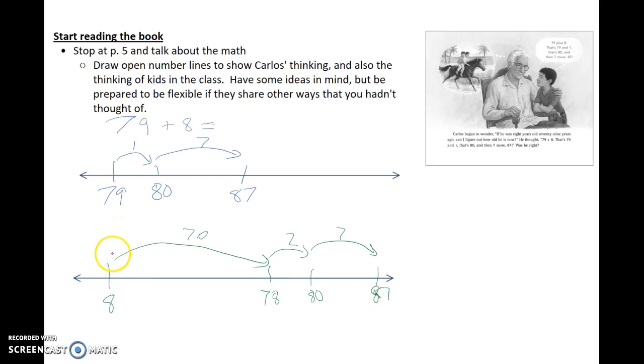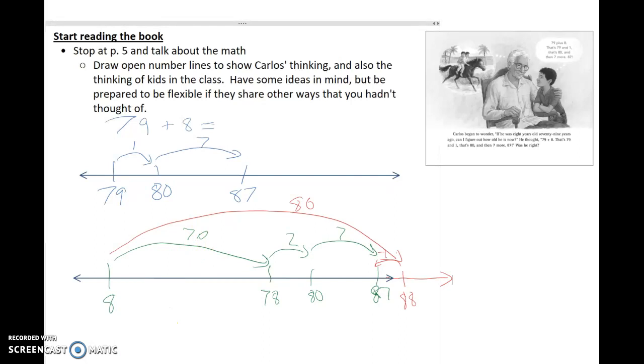Another great strategy that someone might come up with if they're adding 8 plus 79 is start with 8, add 80, and then jump back 1 to get to 8 plus 80. Sorry, I should have written 88. And then jump back 1 to get to 87. My number line here is super messy. I apologize for that. But do feel free to draw more than one strategy on the same number line. You can certainly do that. Or you can draw a new number line for each strategy that's shared.